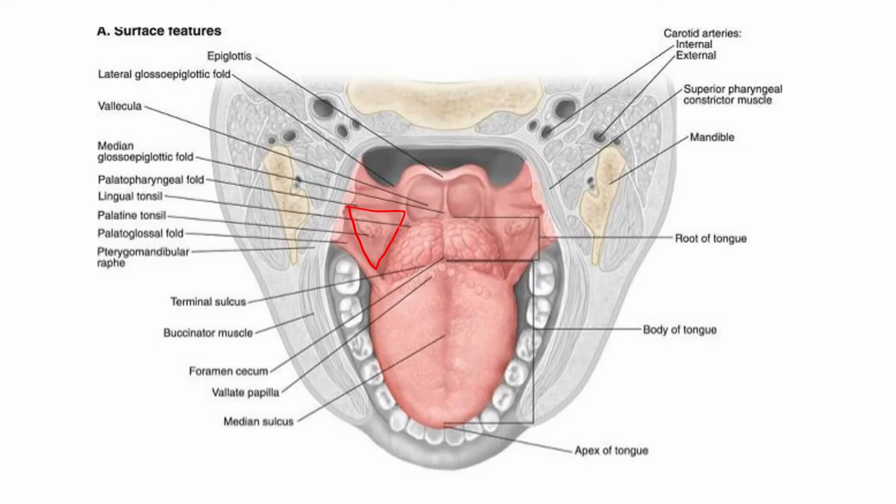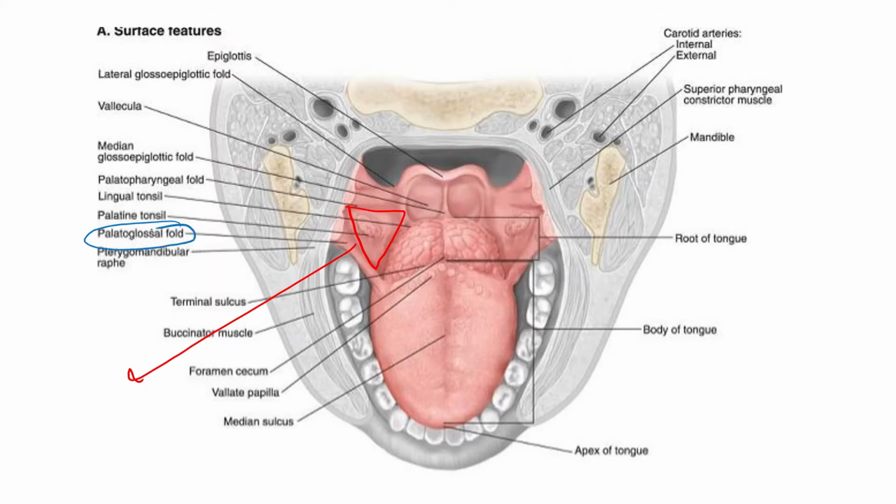So it is somewhat triangular in shape. The fossa is triangular in shape. It has got the anterior border, the posterior border and the base. So this anterior border of the triangular fossa, the tonsillar fossa, is bounded in front, or anteriorly, by an arch which is called the palatoglossal arch. Yes, it is formed by the palatoglossal arch over here.